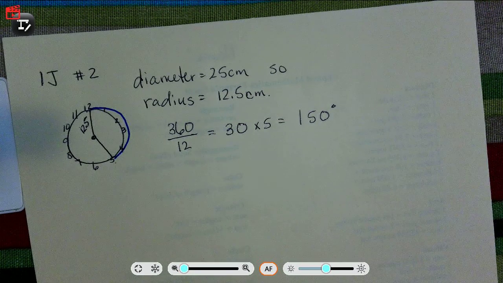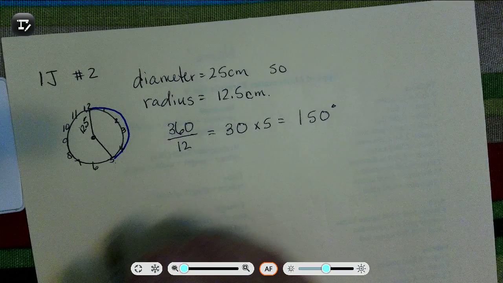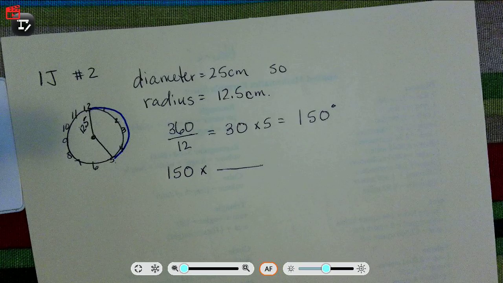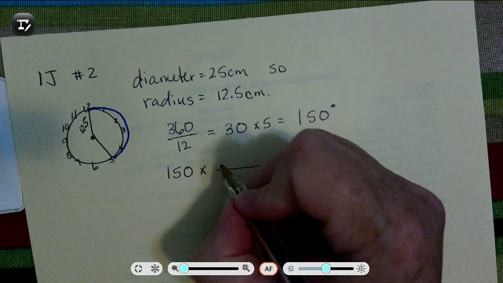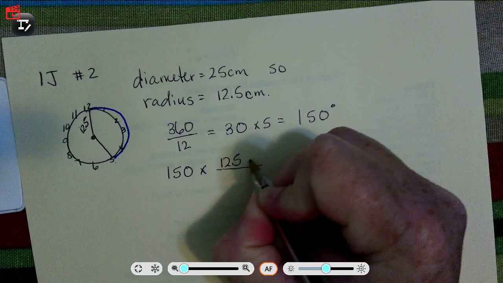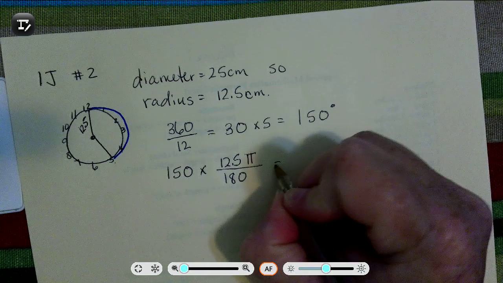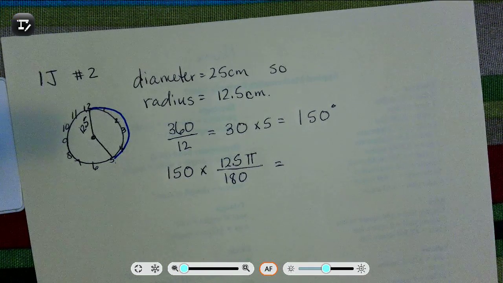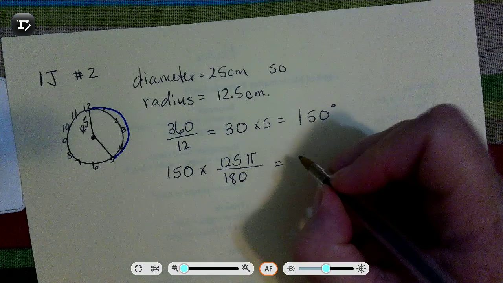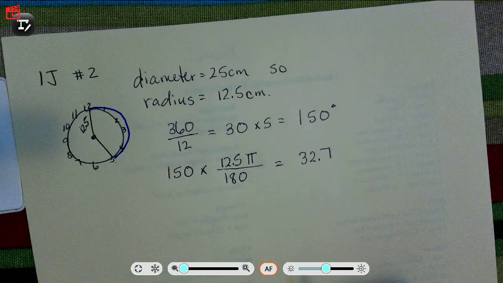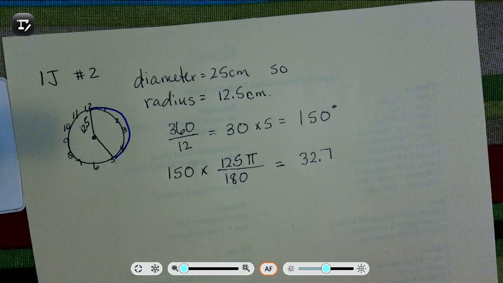Now I could just go ahead and use the arc length. I'm going to take the degree, 150, and times that by the radius, 12.5 times pi, and divide that by 180. And if we do all of that correctly, we end up with an answer of about 32.7, and this was in centimeters.